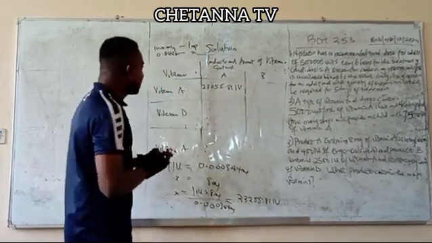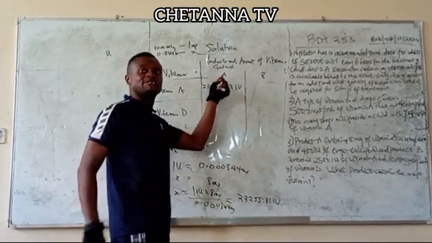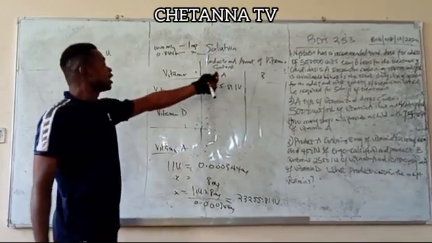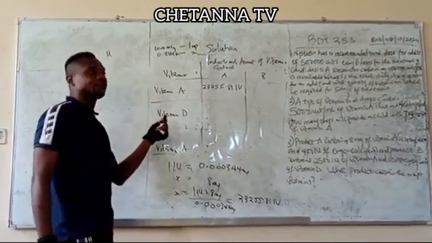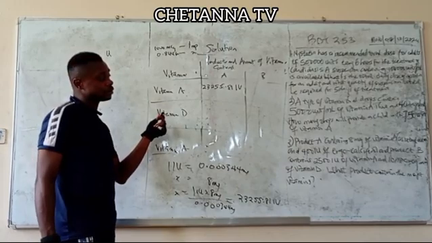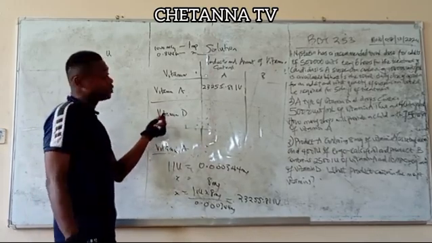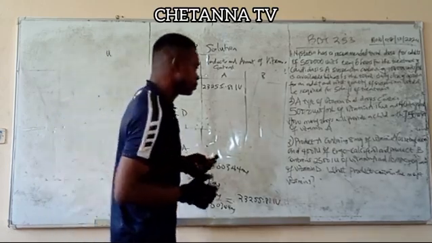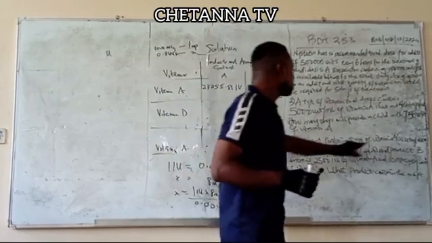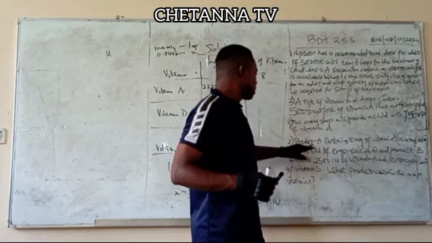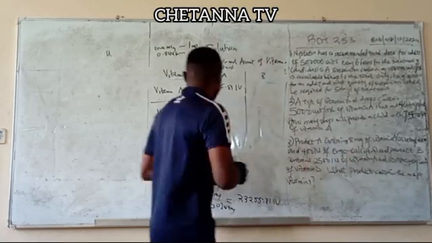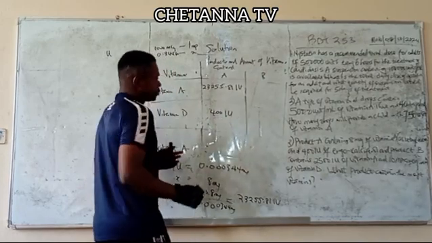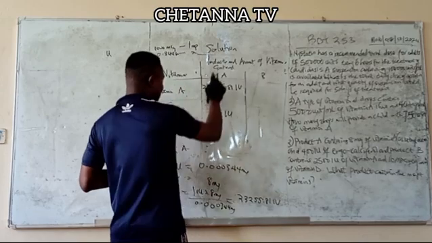Now what is it in IU for the same vitamin A? What's the amount of vitamin D for the same product A? From the question, how many IU? 400. Vitamin D contains 400 IU. Thank you. 400 IU.